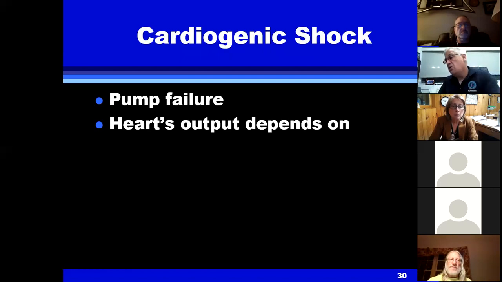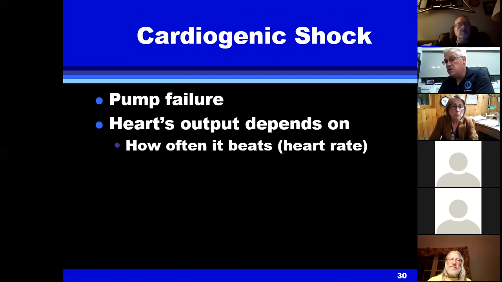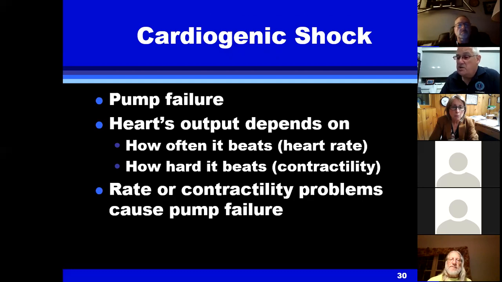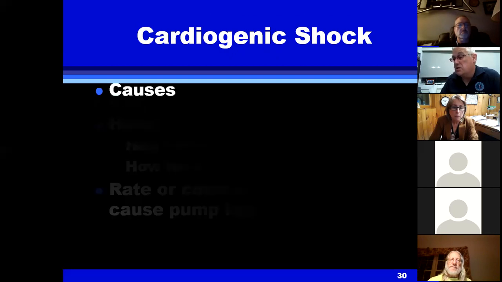So again, the heart's output depends on how often it beats, okay? Too slow or too fast is a problem, right? How hard it beats, that's called the contractility, how hard it squeezes, right? It squeezes with more force, it pumps more blood. Okay, so you could have rate-dependent, or you could have pump-dependent or squeezing-dependent problems.